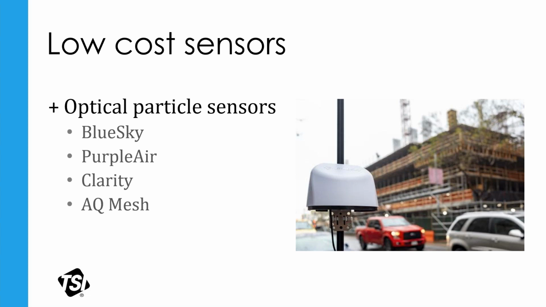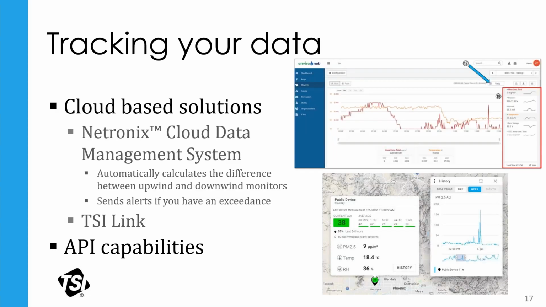We make a Blue Sky. Purple Air is probably one people are very familiar with. Clarity and AQ Mesh are both pretty good size. Some of the consulting firms are moving into this as well, building their own systems, like Ramboll's got something, and Golder as well. So there's definitely demand for it, and that comes back to awareness, a lot of community awareness, and we talked about that being one of the reasons we're doing some of this community monitoring.